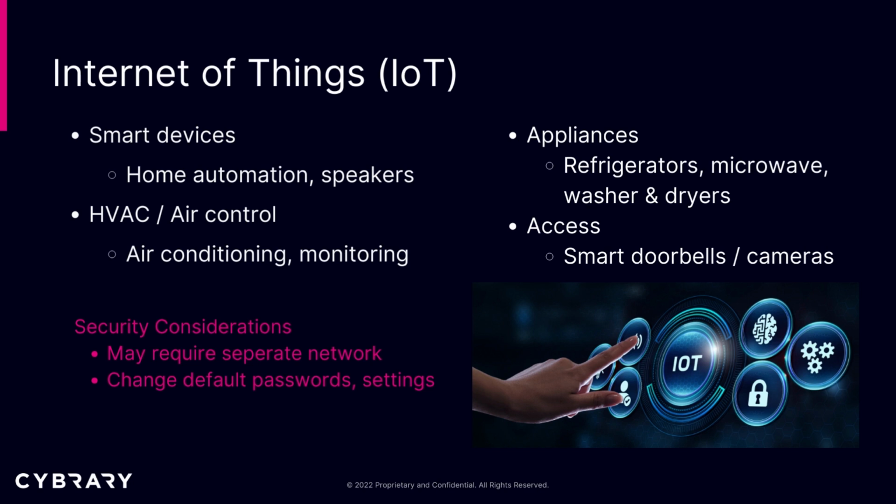Security considerations for Internet of Things devices: you may want to make sure that these are on a separate network as well, and you want to change the default password and settings. A lot of this equipment comes with standard defaults. You don't want to put anything like that on your network because there are hackers out there looking for IoT devices, and they have dedicated resources just looking for these types of devices to manipulate them. So you want to make sure that your security controls are in place to protect your network from malicious attacks against the IoT devices.